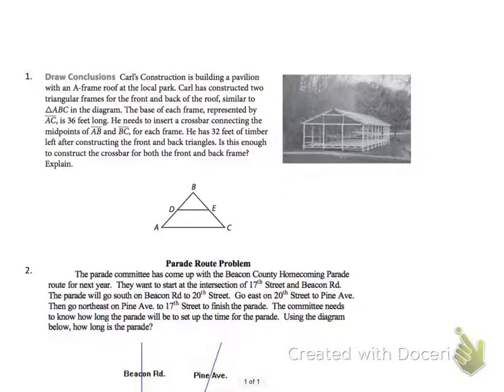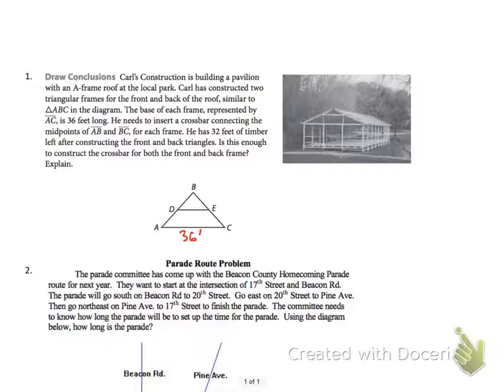So let's go ahead and fill in. We got some numbers here. Let's see what numbers we can start filling in. I'm sorry, it's not showing up on the screen. If we look at this right here, it says the base of each frame represented by AC is 36 feet long. So where are we going to write that? Along AC. Yeah, so I'll just put in the 36 feet.